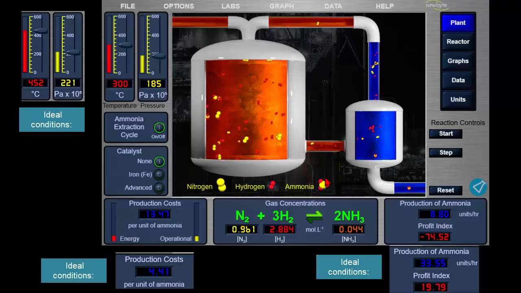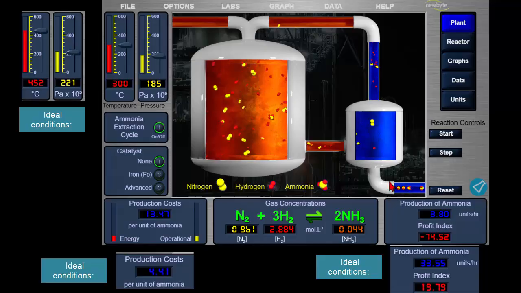Ammonia has a lot of polar bonds. It will condense at a lot cooler temperature. It will condense first, and the other gases won't because they've only got London dispersion forces, and they'll get recycled and put into the machine again. So you're trying to make a profit, so it costs money to put temperature and pressure in, and it costs money to recycle it as well. And so that's what you're trying to balance out.